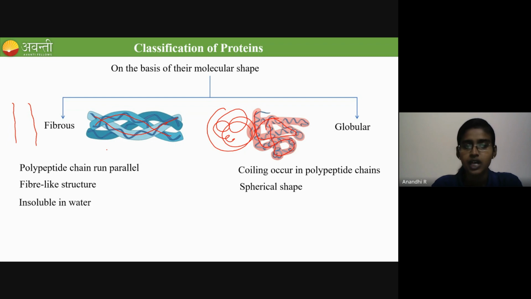Fibrous proteins are insoluble in water, and globular proteins are soluble in water.